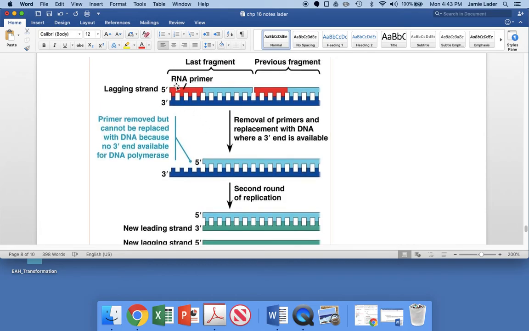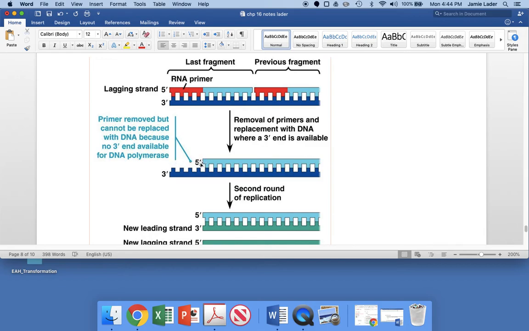You can see here's the lagging strand right here, and the lagging strand is being built 5' to 3'. And that's the RNA primer. So it goes 5' and it stops 3' right there. And this is the very end. But what ends up happening, guys, is that once that RNA primer falls off, DNA polymerase 3 or 1 cannot replace that with DNA nucleotides, because the enzymes only move in one direction, 5' to 3'. So just like it says right here, primer removed, but cannot be replaced with DNA because no 3' end is available for DNA polymerase.